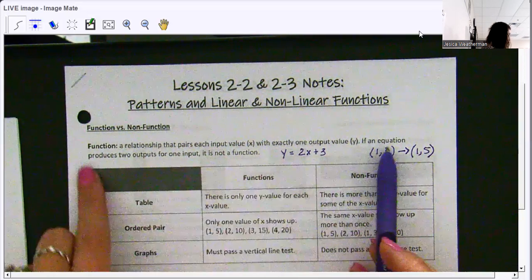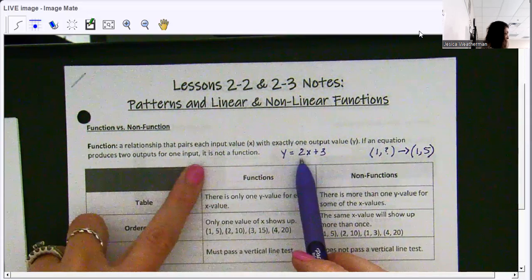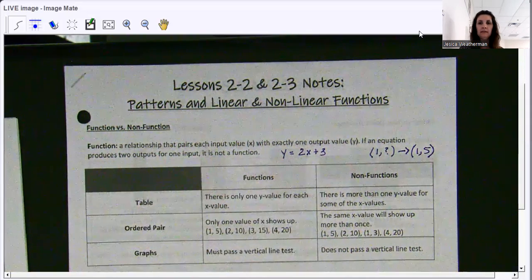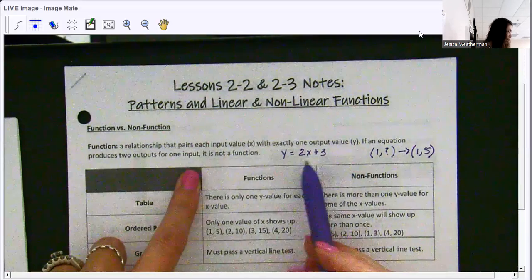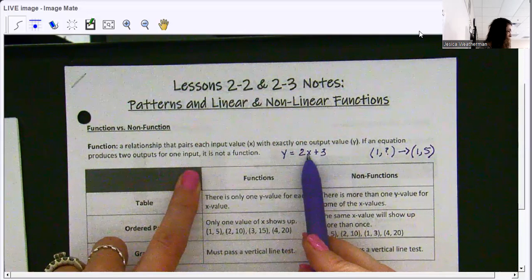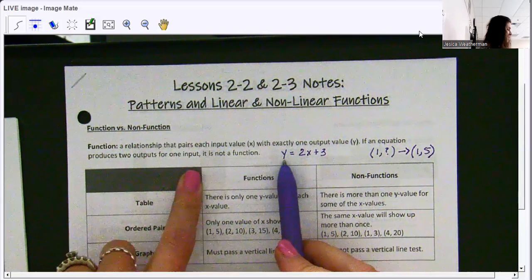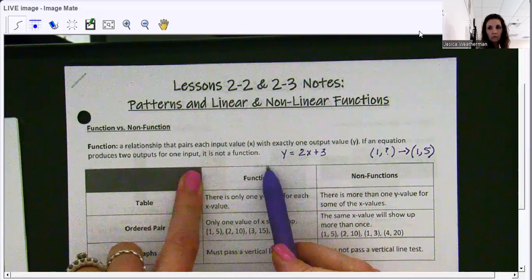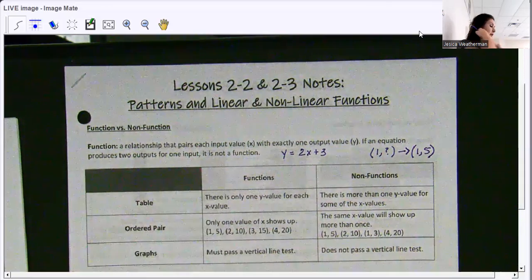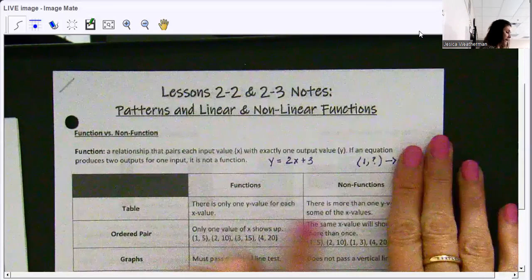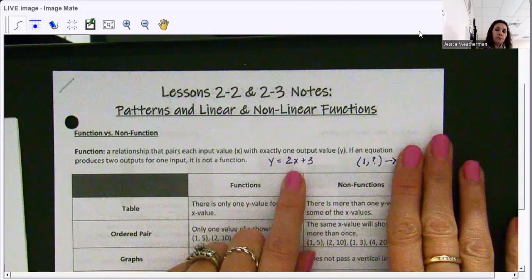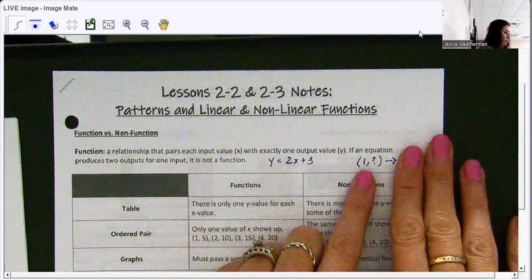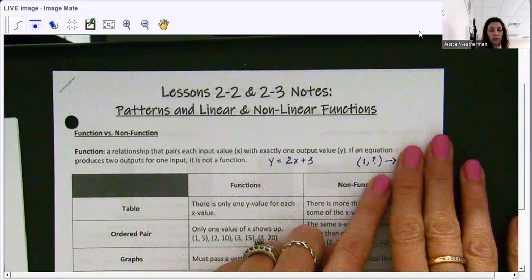If an equation produces two outputs for one input, it is not a function. What does that mean? That means if we put in an x value and get an output of one number, but then we put in the same input and get a different output, something's wrong. Say I wanted to input 1 for x to figure out my output, y. My ordered pair is 1 and I don't know what y is yet. So let's plug 1 into the equation and get an output.